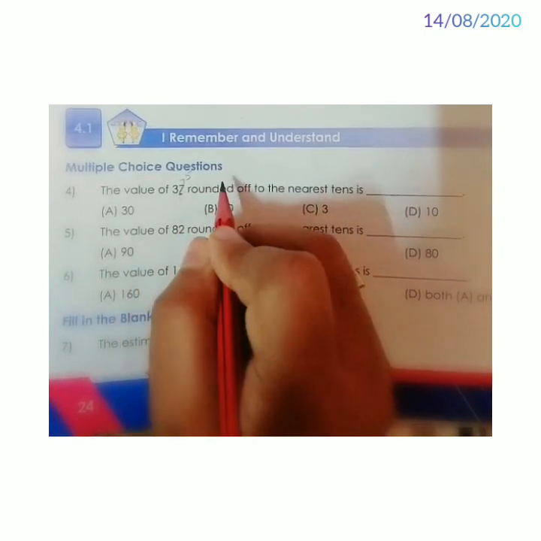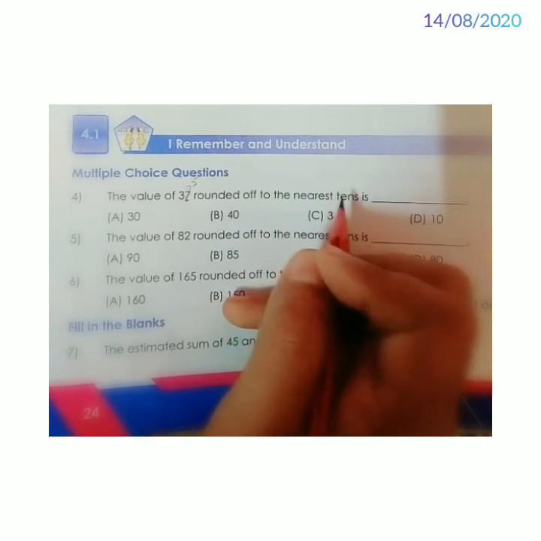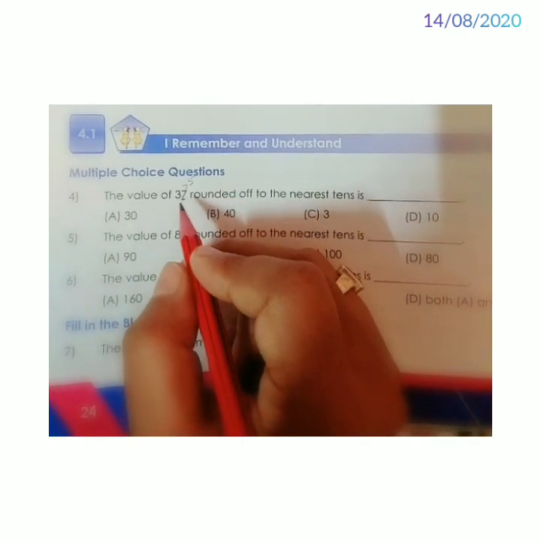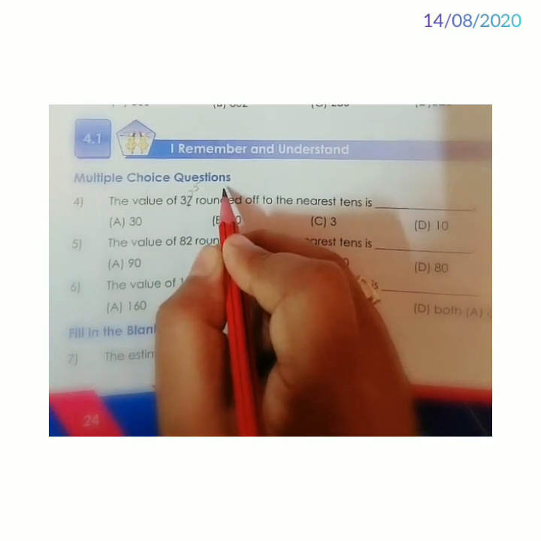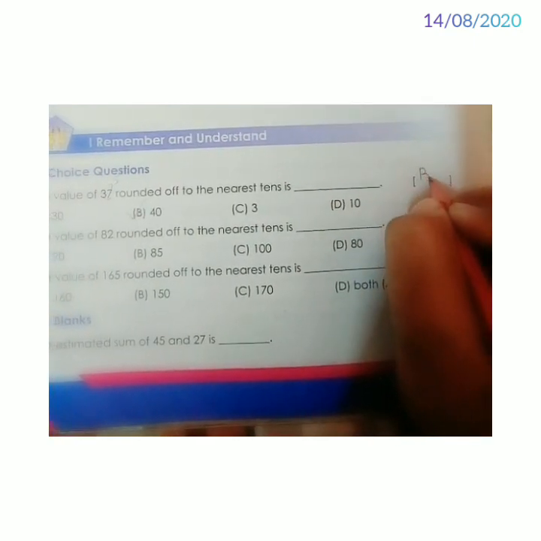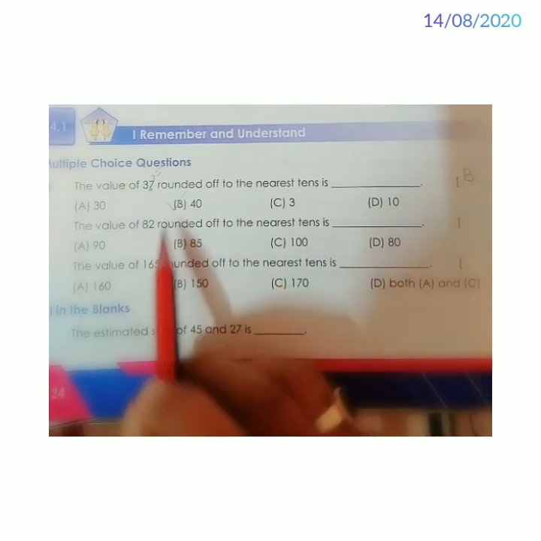So you have to move forward. So 37 rounded off to the nearest 10 is what? 40, because after 37 the nearest 10 is 40, isn't it? So the correct option is B, 40. Write down over here as option B. Alright, 40 is the correct answer.